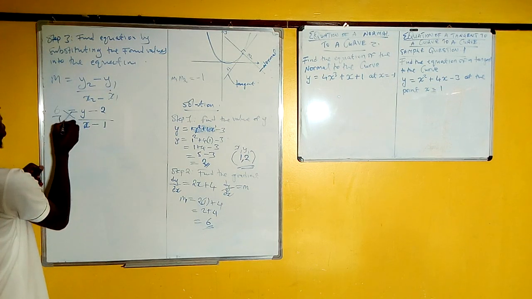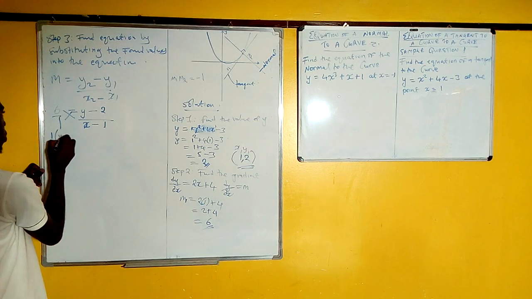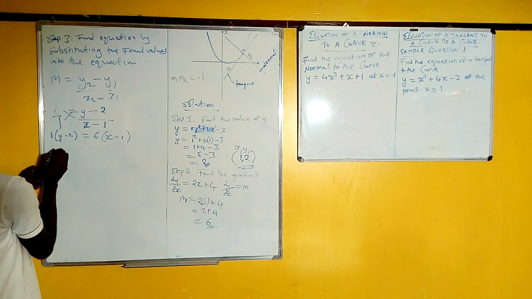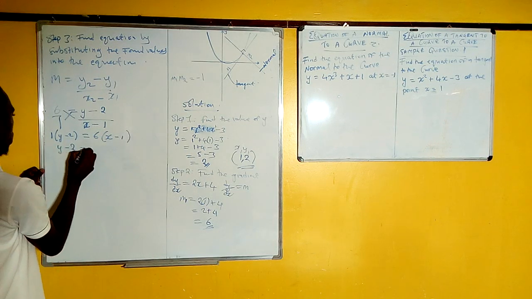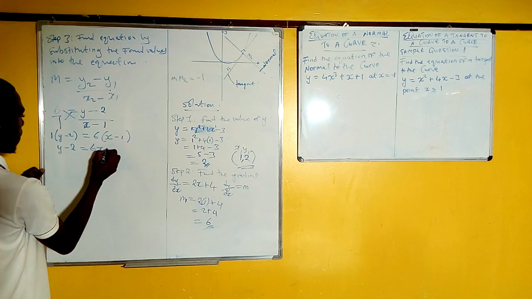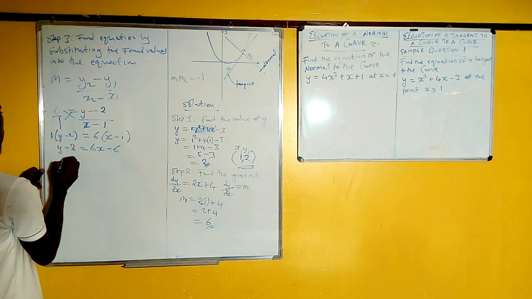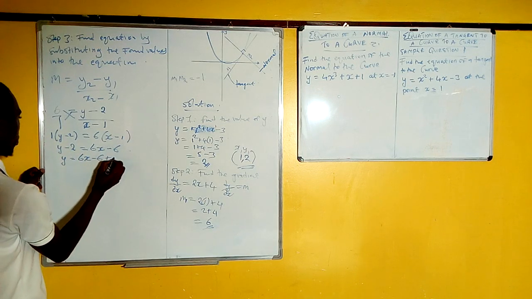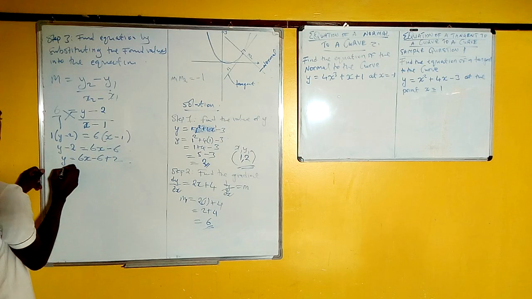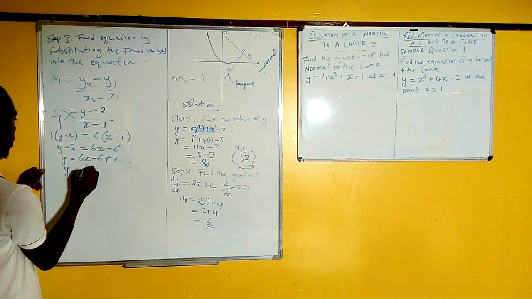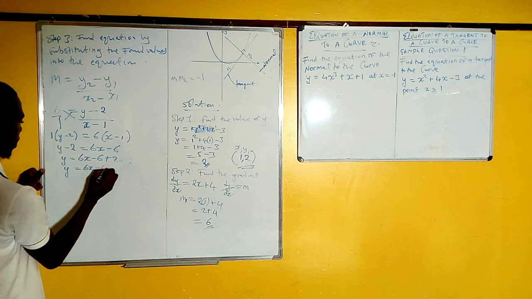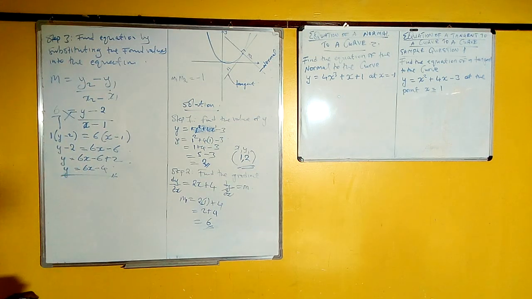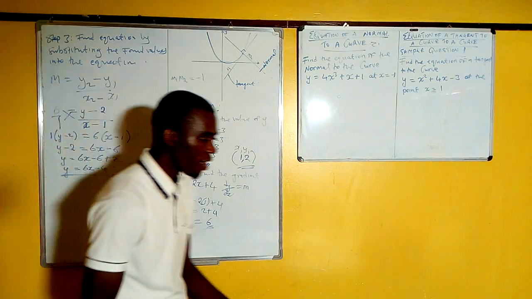Then there we can cross multiply. So this is 1 multiplying with y minus 2, which is equal to 6 multiplying with x minus 1. So this is y minus 2 is equal to 6x minus 6. Then y is equal to 6x minus 6 plus 2, because this one crosses. So y will be equal to 6x minus 4. And we have found the equation. So for the equation, y always has to be the subject of the formula.